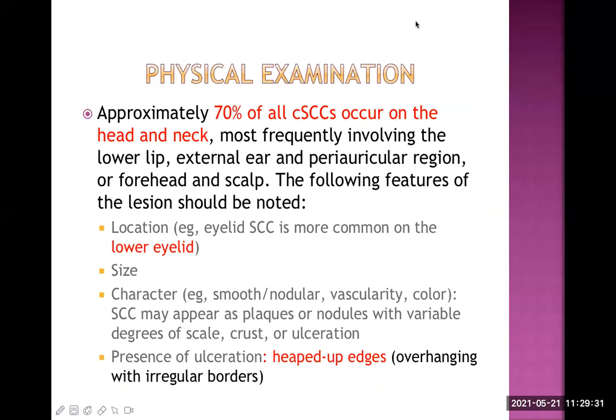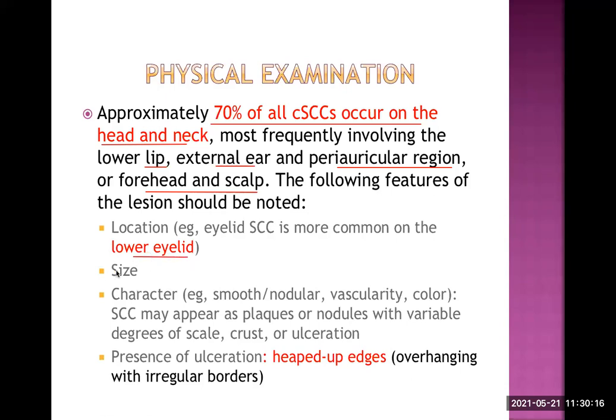Now, during the physical examination of cutaneous squamous cell carcinoma, the first thing is the site where it is more common. What is the commonest site? Now, see here. Approximately 70% of all cutaneous squamous cell carcinoma occur on the head and neck, and most frequently involve the lower lip, external ear, and periauricular region of forehead and even the scalp. So just remember, head and neck is the most common site, just like basal cell carcinoma. That is also more common in head and neck. Squamous cell carcinoma of the skin also commonly occurs there. Among them, the lower eyelid is a very common site.